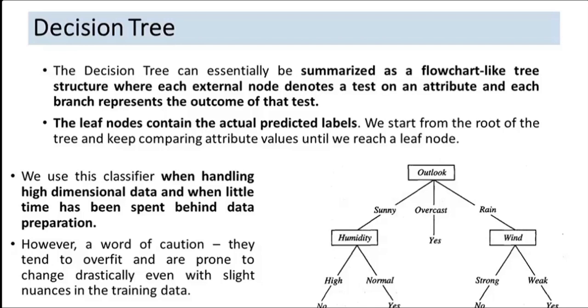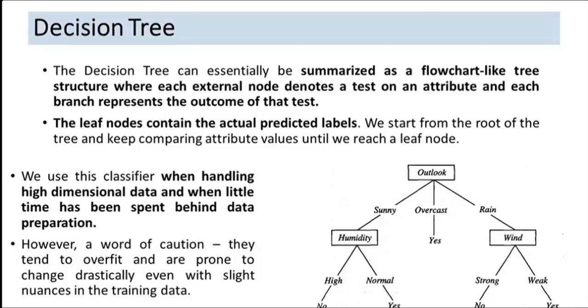We start from the root of the tree and keep comparing attribute values until we reach the leaf node. So in this particular classifier, to handle data with higher dimensions, little time has to be spent on data preparation. A word of caution in this decision tree algorithm is that they tend to overfit the data and are prone to change drastically even with a slight change in the training data.